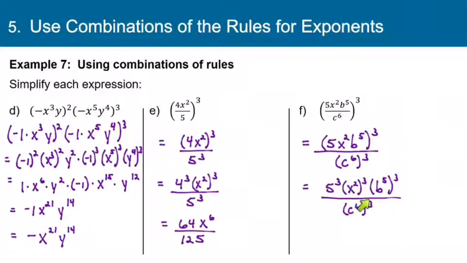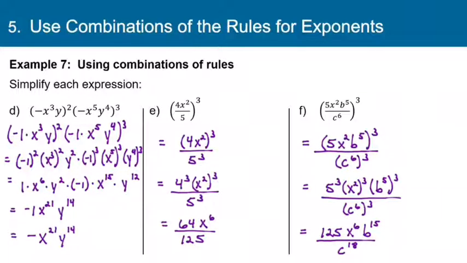And then we just need to go through and simplify each factor. 5 to the third is 125. X squared to the third is x to the sixth. B to the fifth to the third is b to the 15th. And in the denominator, c to the sixth to the third is c to the 18th. And that's as far as we can go with that one.